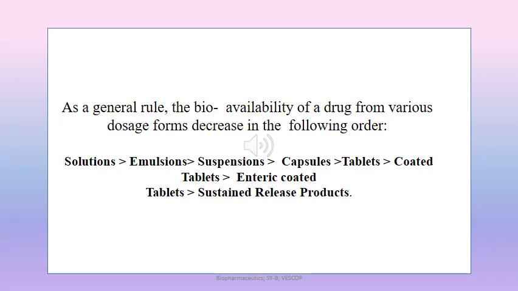Then there are the sustained release products. In case of sustained release products, sometimes there could be cases of dose dumping, and this makes the drug release unpredictable. So, as a general rule, the bioavailability of a drug from various dosage forms decreases in the order of solutions, then emulsions, suspensions, capsules. In capsules, first soft gelatin capsules, then hard gelatin capsules, tablets, coated tablets, enteric coated tablets, and sustained release products.